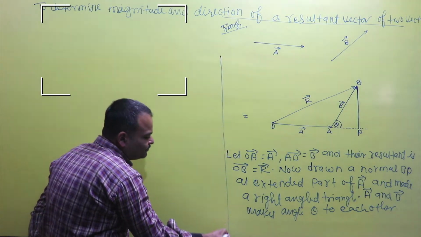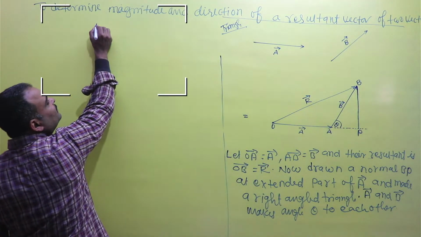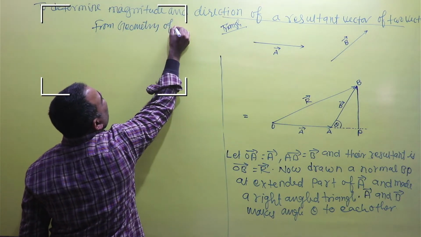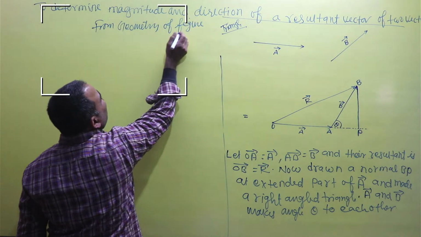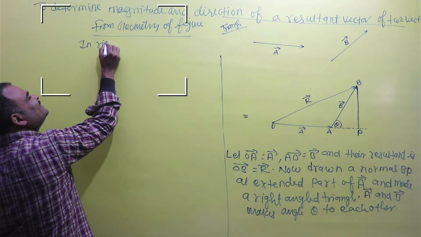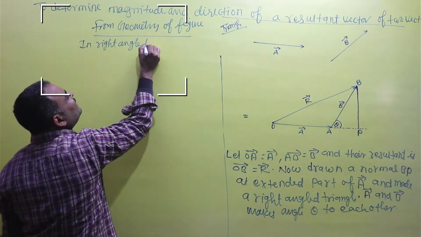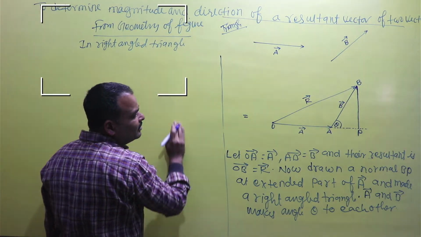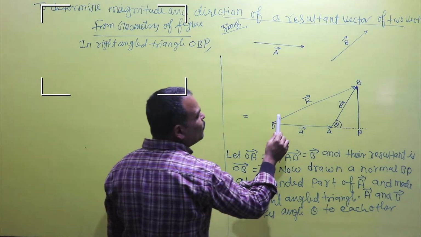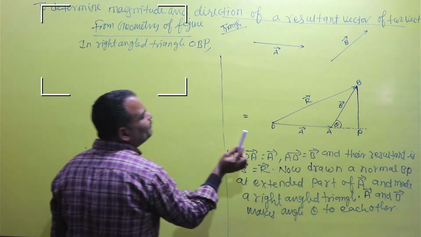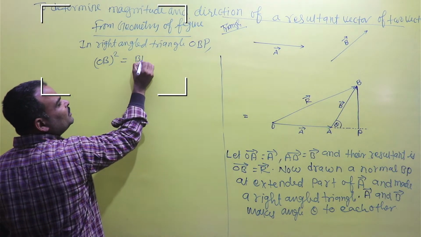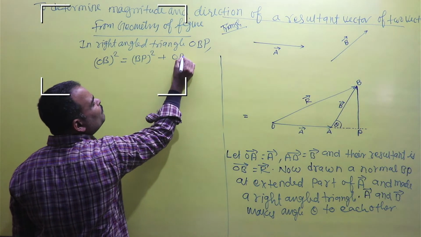So this is the language, and from the geometry of the figure, in right angle triangle OBP, according to the geometry, OB square is equal to BP square plus OP square.